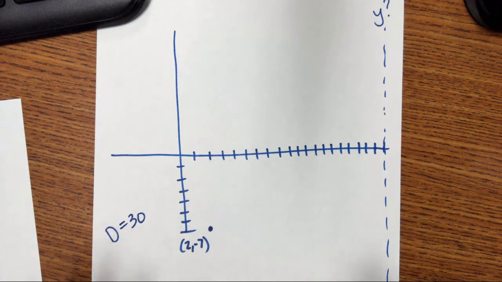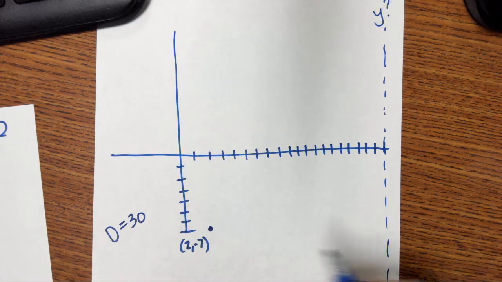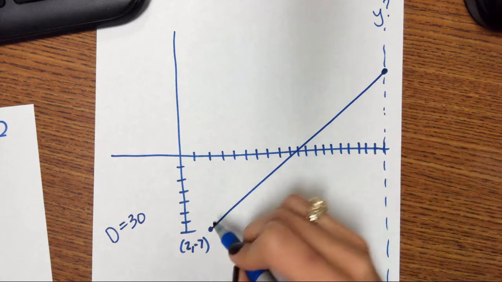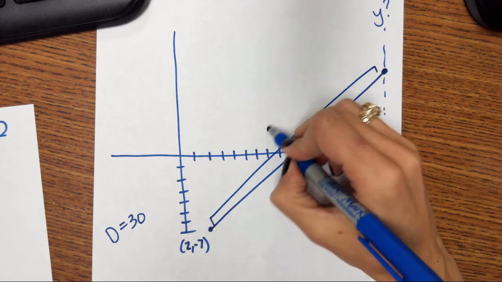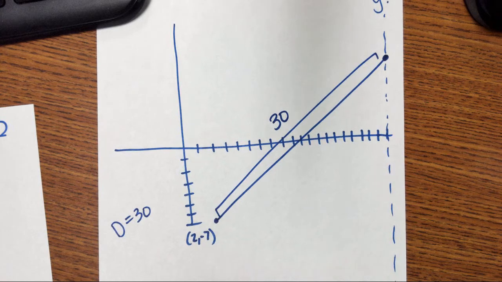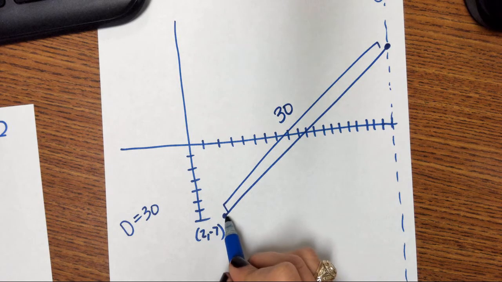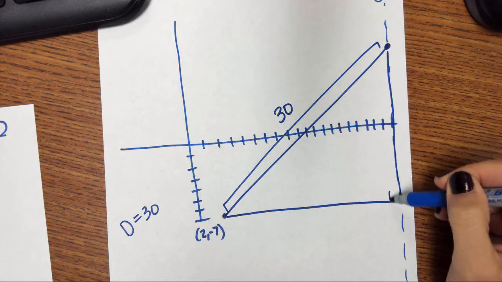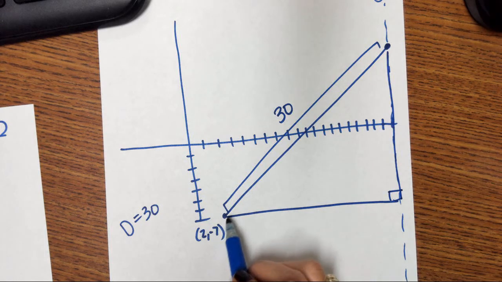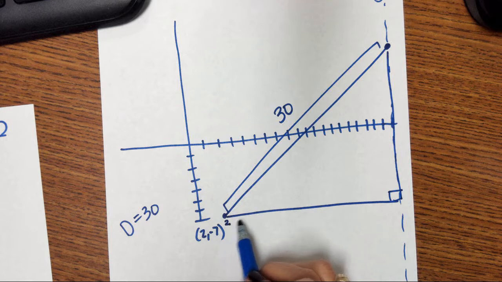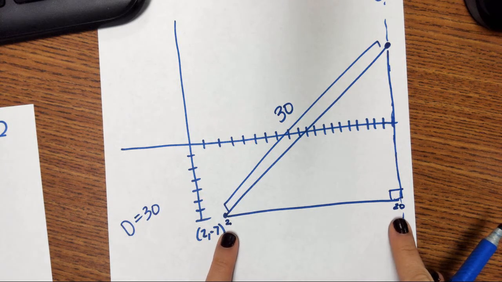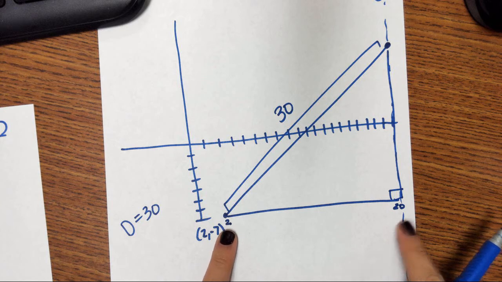So really, I know that somewhere this is going to land. This segment is going to be 30. And actually, if I turn this into a right triangle, I know some things about it. I know that this is at 2, and this is at 20. So I actually know my delta x that came up in the problem. It's 18.